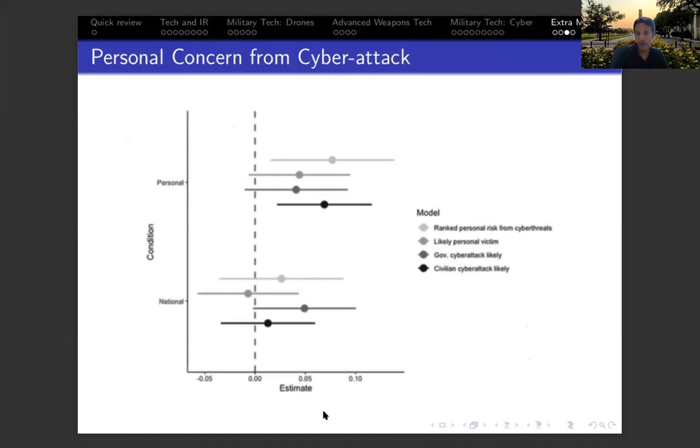So what we see here is that when the threat is personal, when I'm likely to be the victim of a cyber attack, then I'm more concerned about a civilian cyber attack. And I rank my personal risk from being a victim of a cyber attack higher compared to when the threat is just national. When there's overall discussion about the potential of a cyber attack against the American network system, those concerns are not really taken seriously by members of the public.